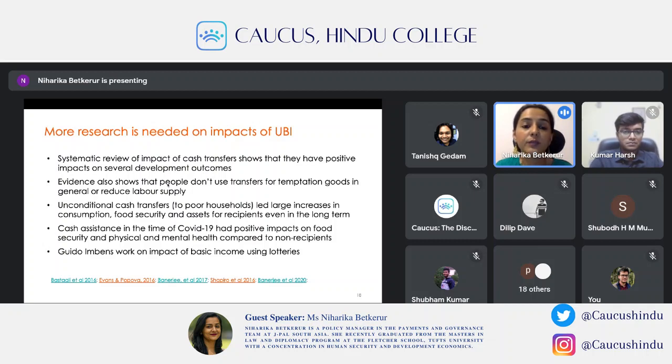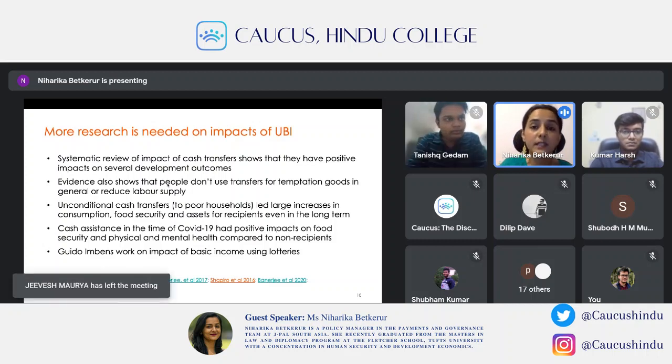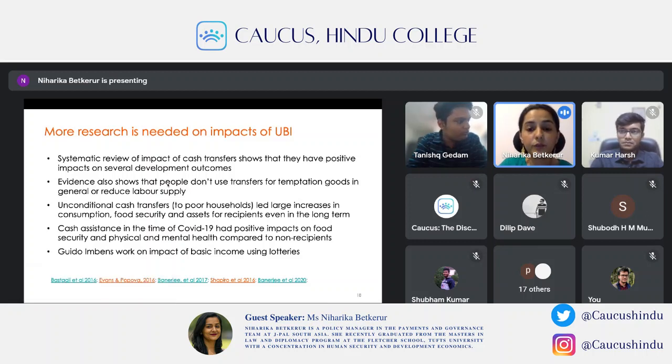So the incomes that they had managed to earn from before COVID-19 had been depleted. But in terms of at least food security and physical and mental health, those impacts were preserved.